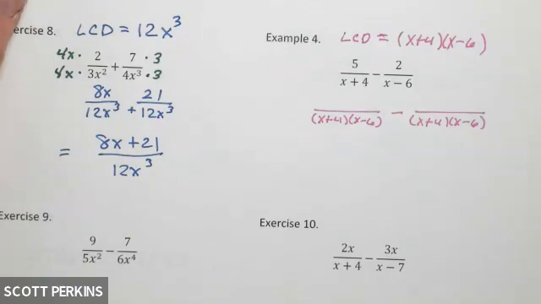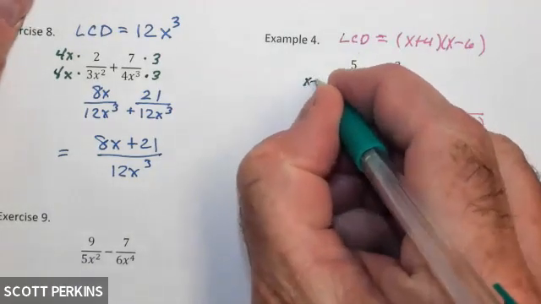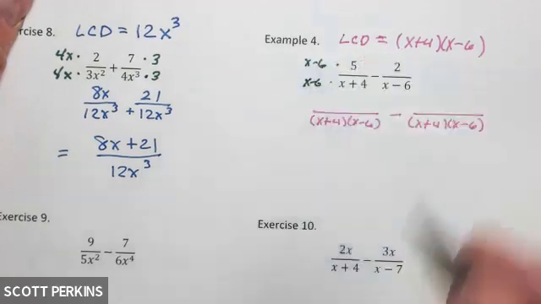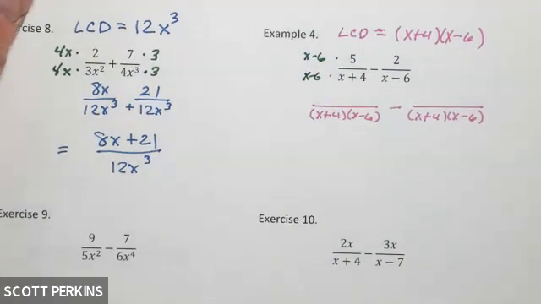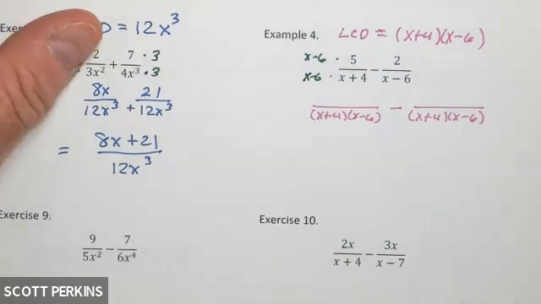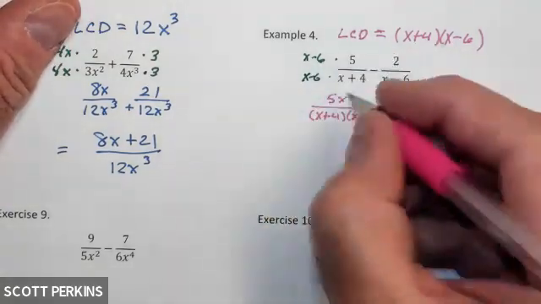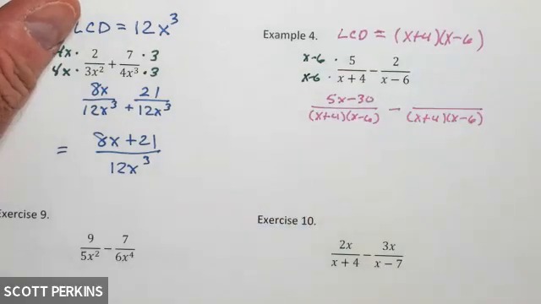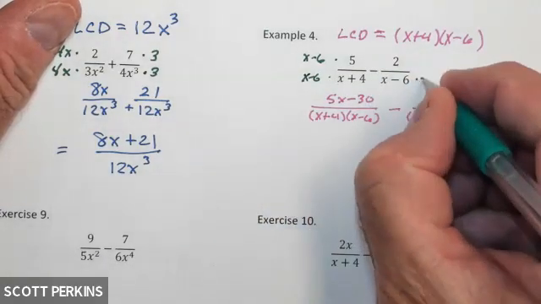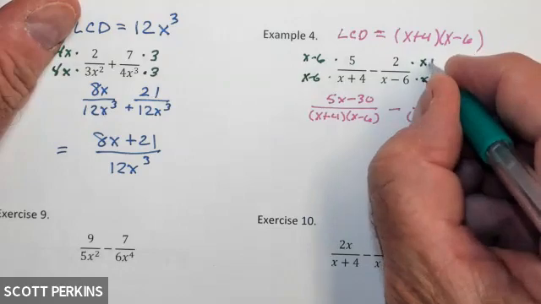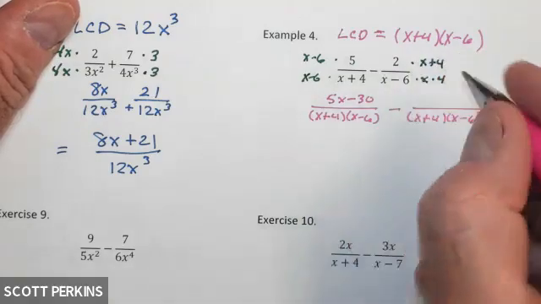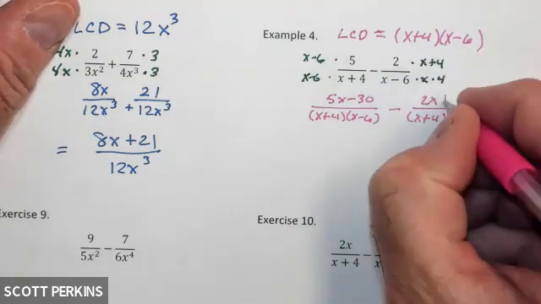All right, so the first fraction, I've got to multiply by x minus 6. This is the exact same thing we've done a bunch of times. So if you're wondering where that came from, that would be a great question to ask me. So 5 times x is 5x. 5 times negative 6 is negative 30. Then the second fraction, I'm going to multiply by x plus 4. That's the other factor. And so then I have 2 times x is 2x, and then 2 times 4 is 8.